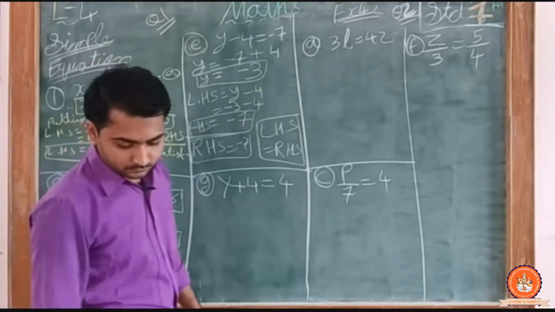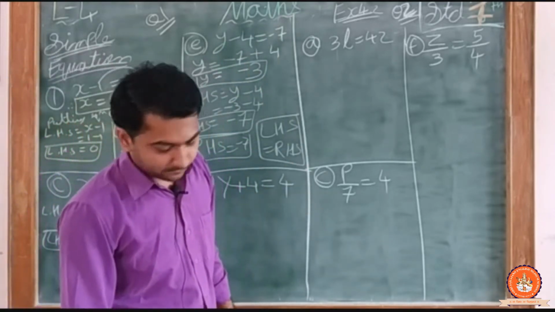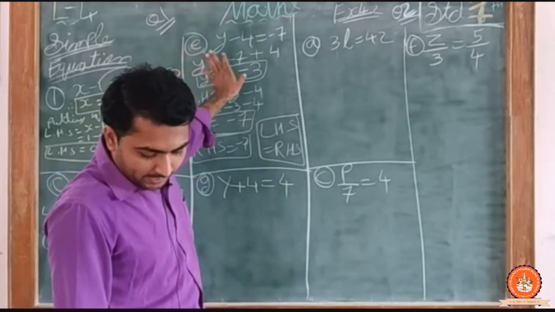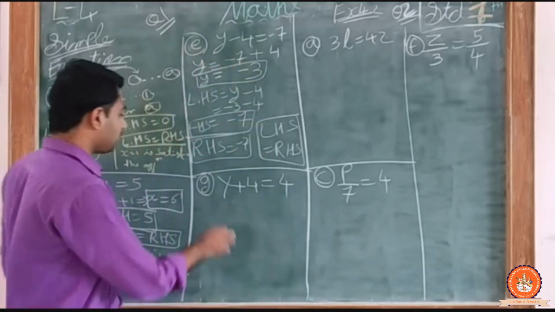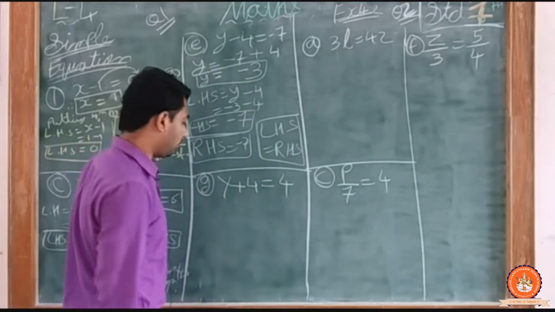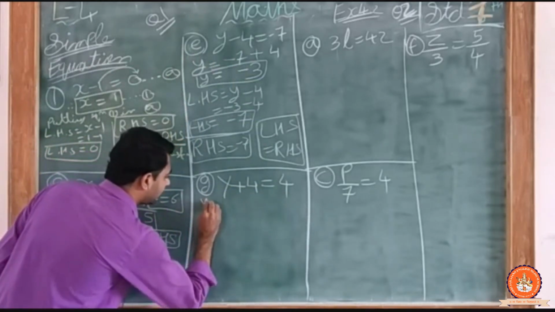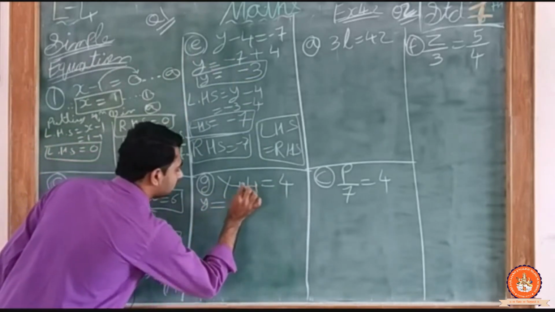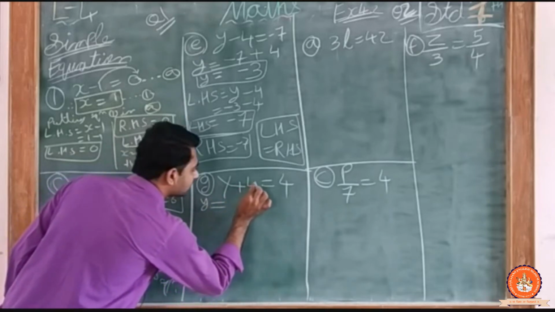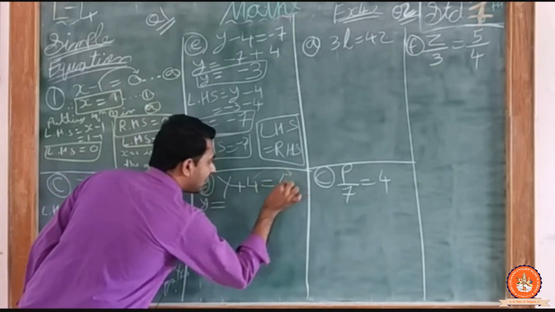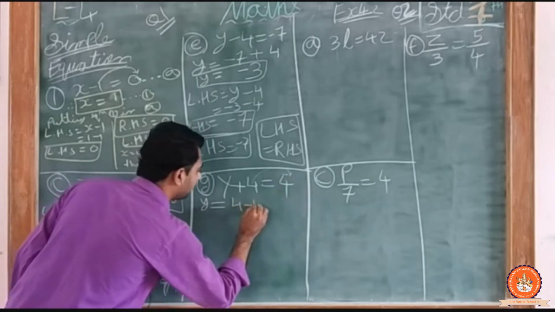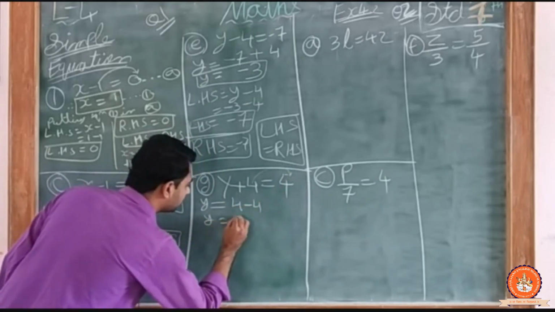Now after E there is F, which is similar to E, and coming on to G, that is y plus 4 equal to 4. So finding the value of y, that is y is equal to, now taking this 4 plus 4 on the right side, that means it becomes minus 4. So y is equal to 0.